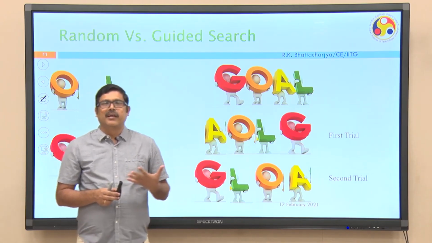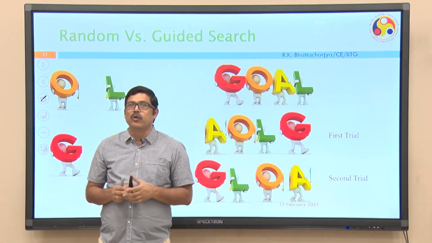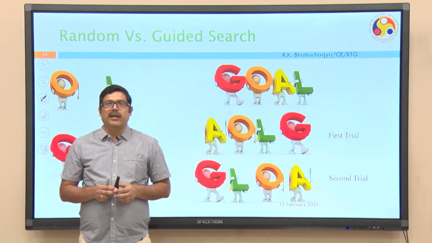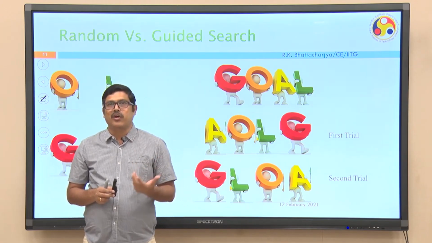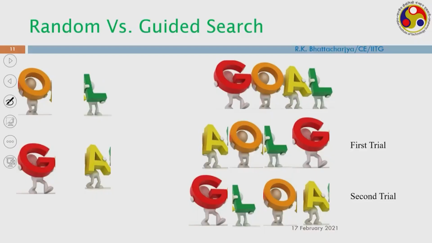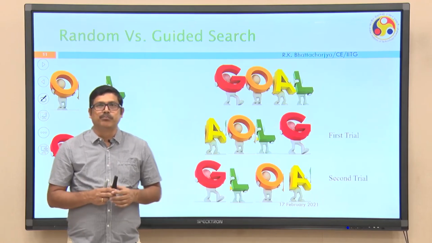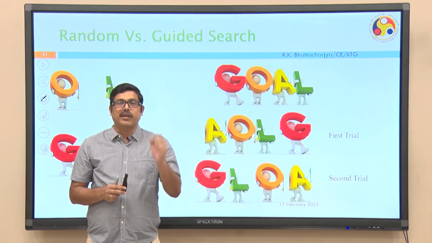Now second, I am giving you some more information. Apart from yes or no, I will also tell you whether you are partially correct or not. Suppose I say that in the second trial the first letter is correct. That means GOAL is what you should get, but you got the first letter, that you got Z. So this is the additional information I am giving to you. That means the first letter is correct.